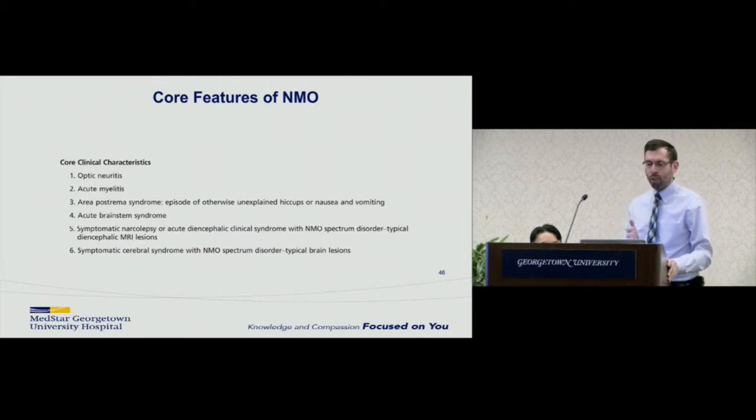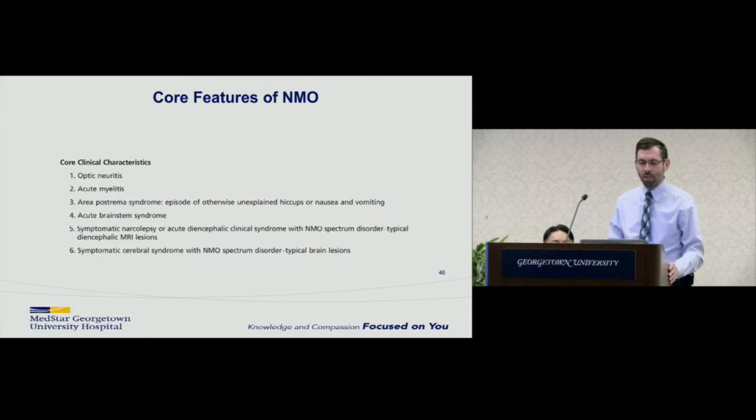So what are the core features of NMO? Patients can have optic neuritis, just like MS patients. They can have transverse myelitis, or inflammation of the spinal cord. They can have something called an area postrema syndrome. We'll go through this in a little bit more detail. This is where patients can have intractable nausea and vomiting or intractable hiccups, not just for a few minutes or a few hours, but lasting days or even weeks. They can have something called a brainstem syndrome, where they might have double vision or vertigo. And then they can have some very rare presentations where they might actually look like they have narcolepsy, or they can have other masses on their MRI that might even look like a tumor.